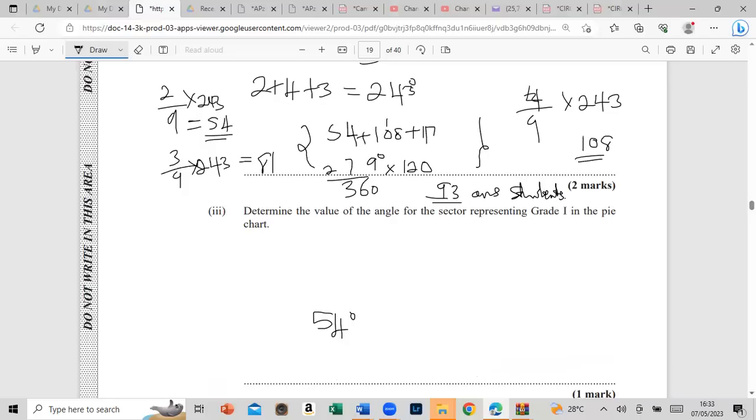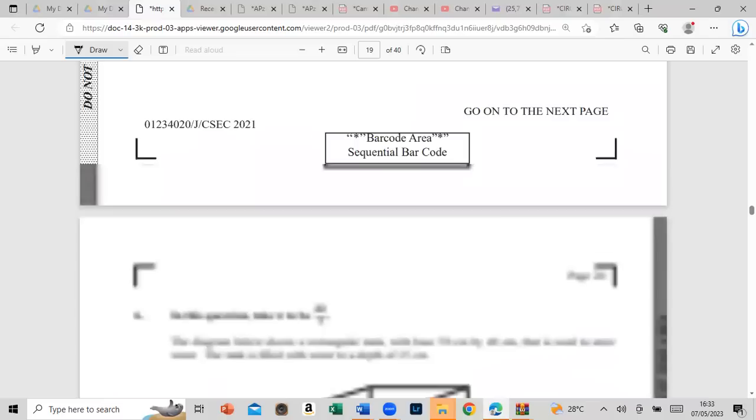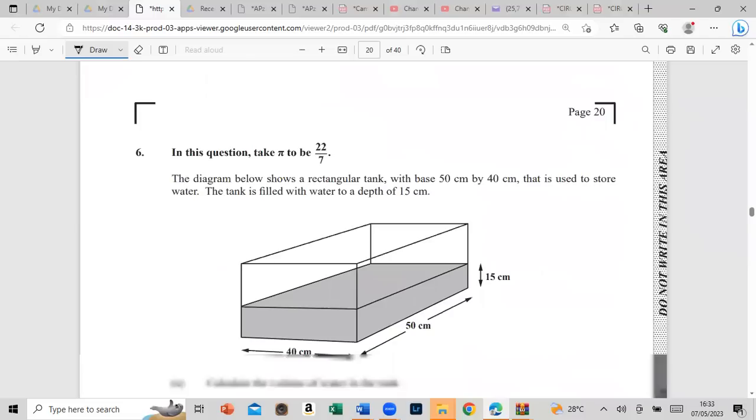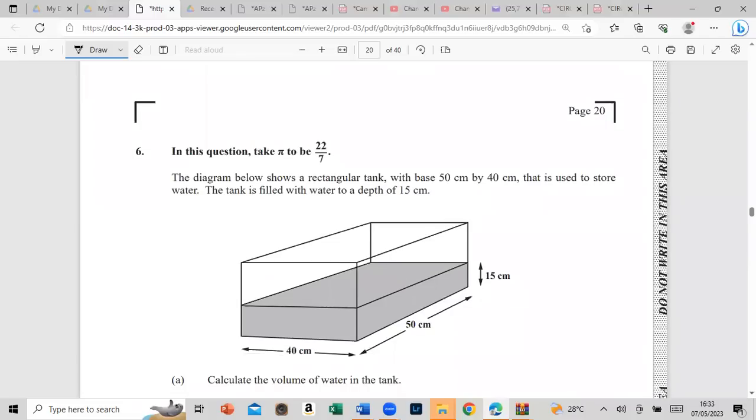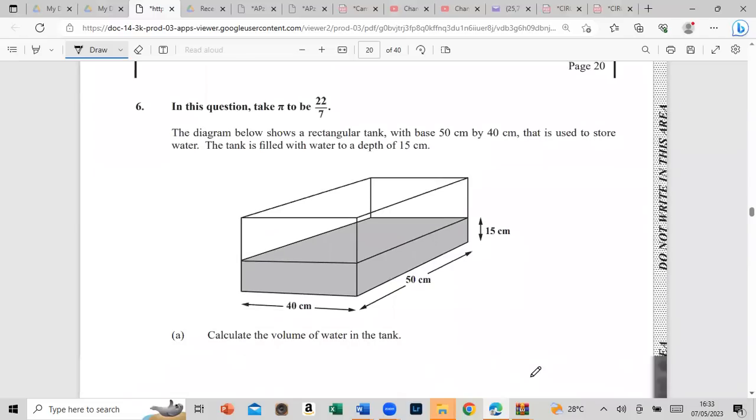Let's see if we can do at least one more. Alright, this one now says in the question, take pi to be 22 over 7. The diagram below shows a rectangular tank which is 50 centimeters by 40 that is used to store water. The tank is filled with water to a depth of 50. Calculate the volume of the water.